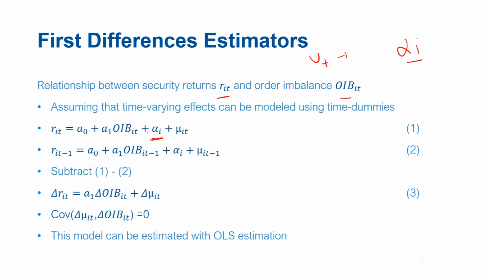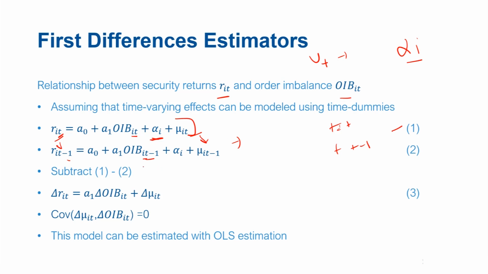In the original model, we had this alpha i here. Assume we take a time lag, that is, for all the terms with subscript t, we take it one time period before. So we get the resulting return as R i,t minus 1. Similarly, order imbalance OIB i,t becomes OIB i,t minus 1 for the previous period for security i, and the error term mu i,t becomes mu i,t minus 1. So we have equation 1, which reflects the dynamics at time t, and equation 2, which reflects the relationship at time t minus 1.